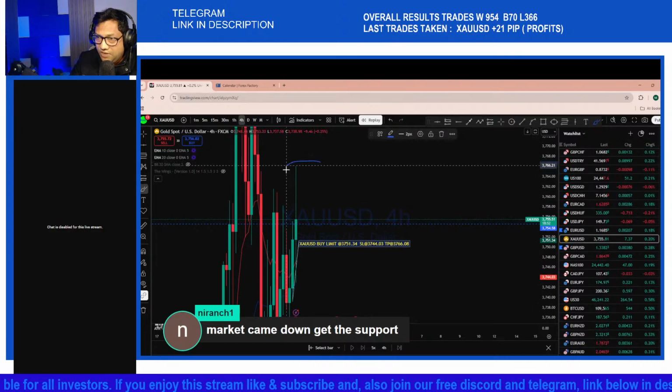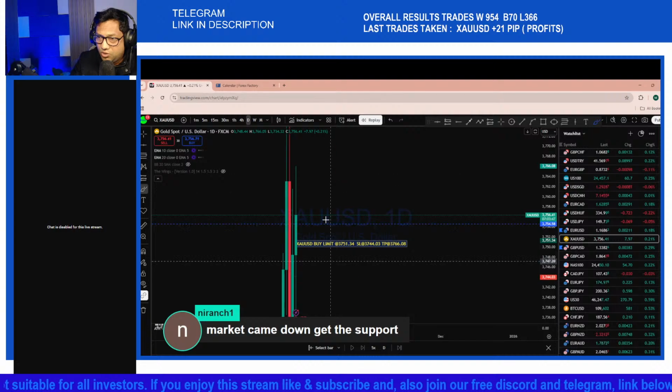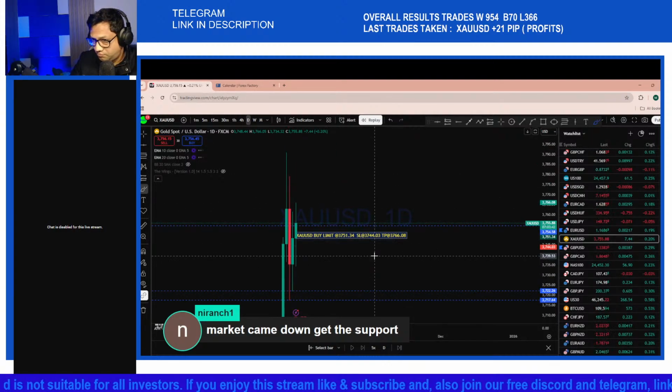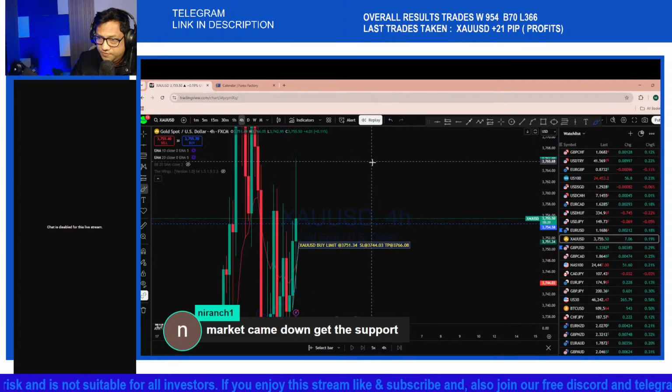There is a significant liquidity trigger from the top, and if you look at the daily market, you can see that from the daily high, the price has already rejected from the high.